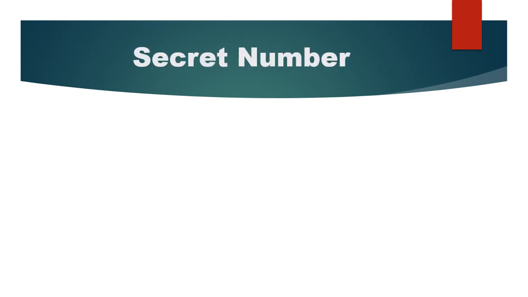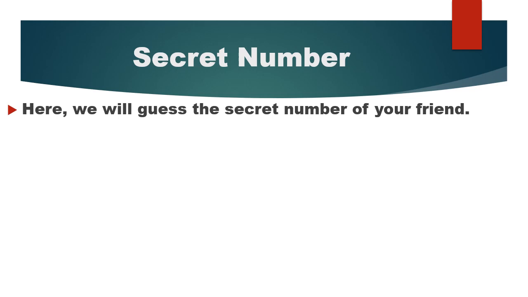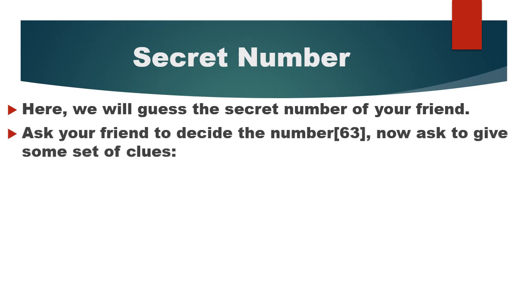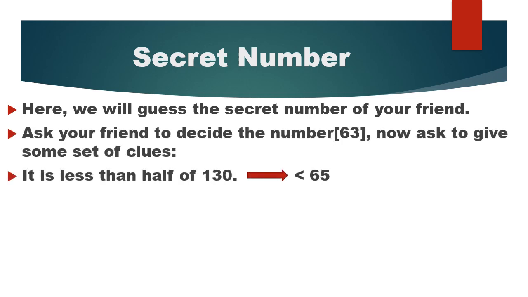Dear students, now it's time to play with your friends. Yes, secret number. Here we will guess the secret number of your friend. Ask your friend to decide the number. Maybe 63, suppose. Now ask them to give some set of clues. The clues may be like this. It is less than half of 130. So observing 63, that clue is very effective. That is less than 65.